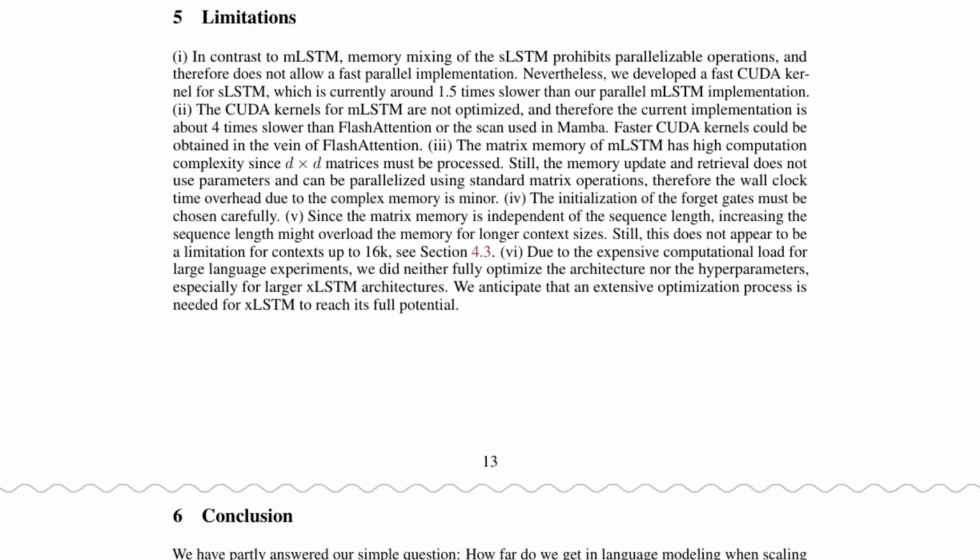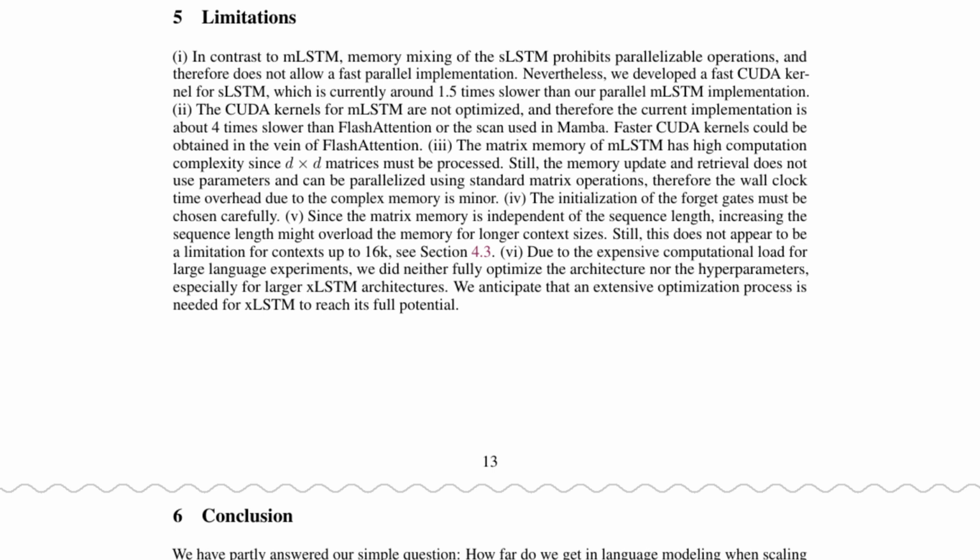5. Limitations. 1. In contrast to mLSTM, memory mixing of the sLSTM prohibits parallelizable operations and therefore does not allow a fast parallel implementation. Nevertheless, we developed a fast CUDA kernel for sLSTM, which is currently around 1.5 times slower than our parallel mLSTM implementation. 2. The CUDA kernels for mLSTM are not optimized, and therefore the current implementation is about 4 times slower than flash attention or the scan used in Mamba. Faster CUDA kernels could be obtained in the vein of flash attention.